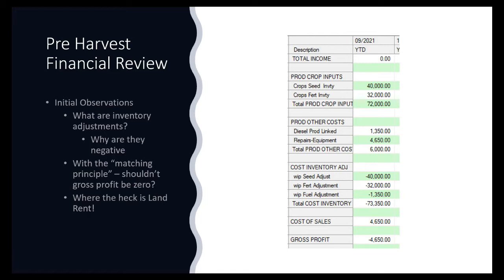But what is missing on this report? Okay, we just talked about lease expense, that $20,000. We whipped it out. So when we run a report, that $20,000 is not showing up anywhere.